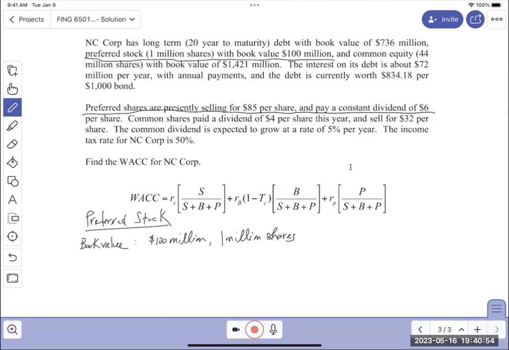The price is $85, so it's $85 per share. That's the market value. So then SP, or P we're going to call it, if we're going to use that formula, is equal to $85 million, because there's 1 million shares and it's $85 per share.